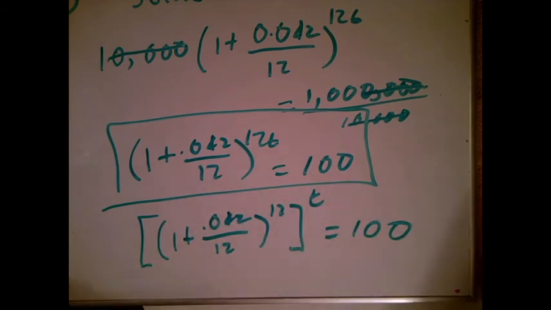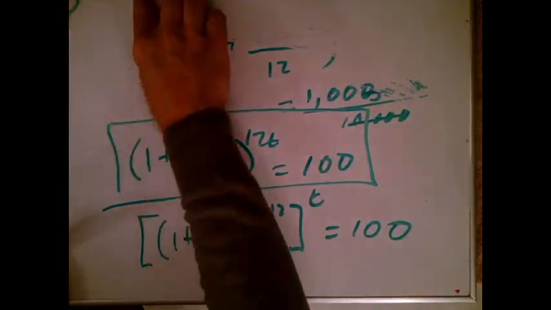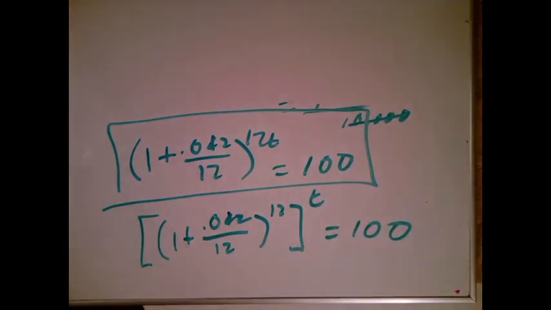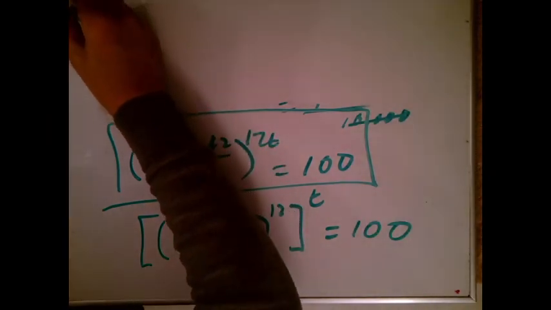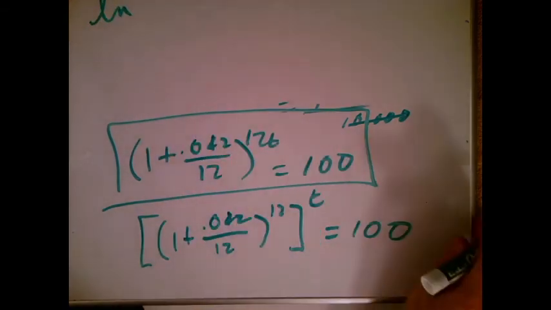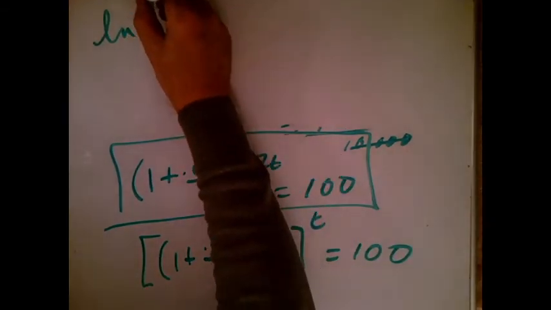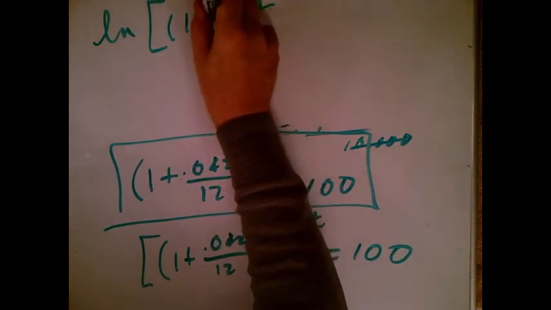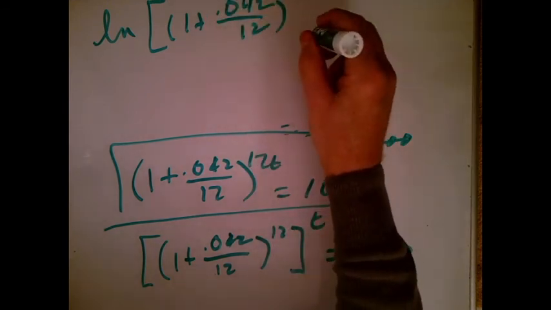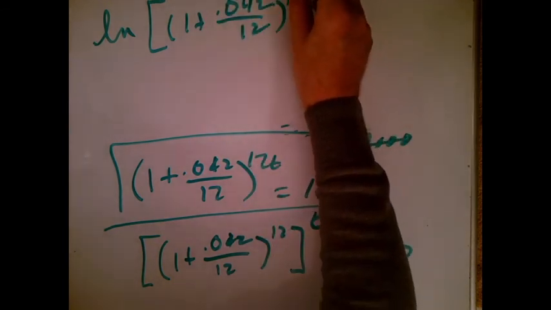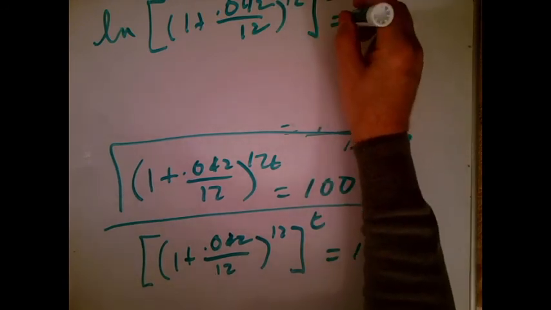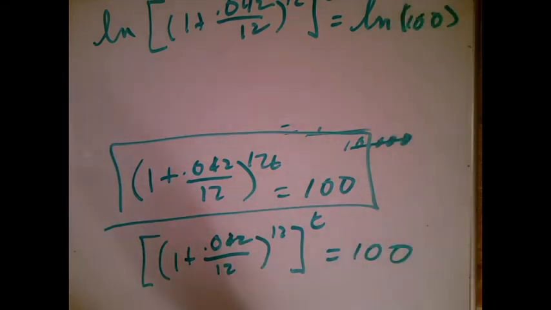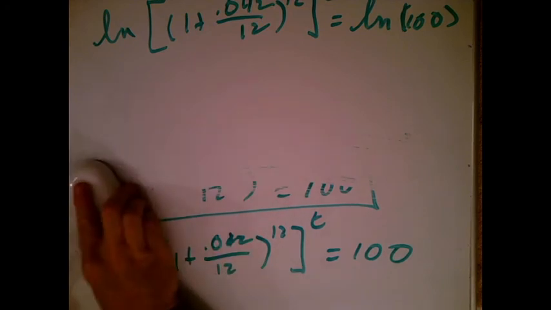What I want to do now is take the natural logarithm of both sides. We're doing the natural logarithm because it's the easiest one for a computer to calculate. I'm just going to write this out. I'm going to get the natural logarithm, ln, of the mess. So I get 1 plus 0.042 over 12 to the 12 to the t equals, taking the natural logarithm of the right-hand side, the ln of 100, like that. Okay, we're still just solving.